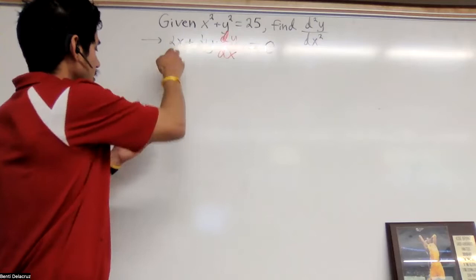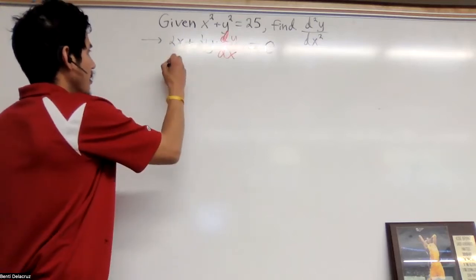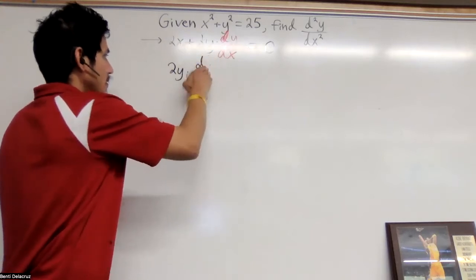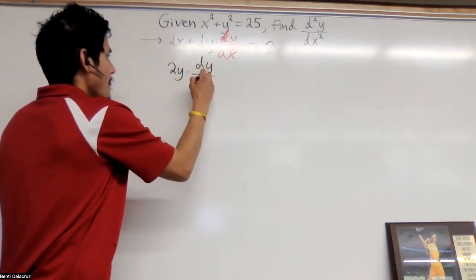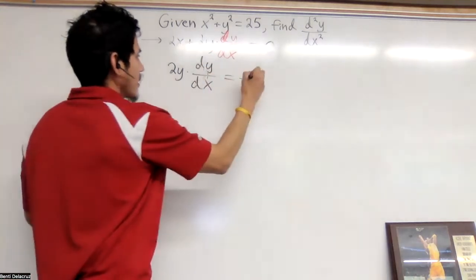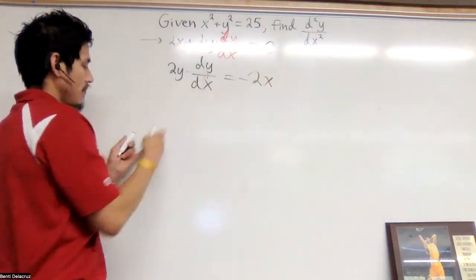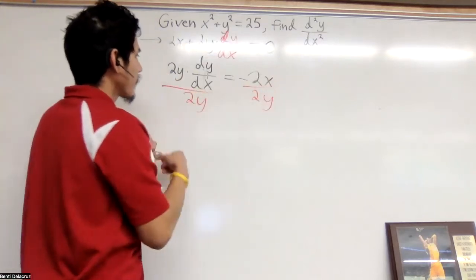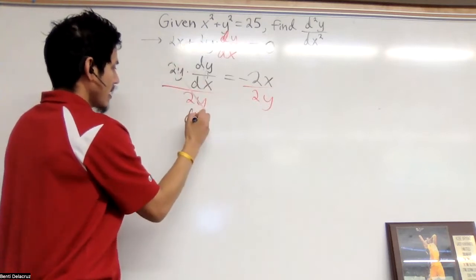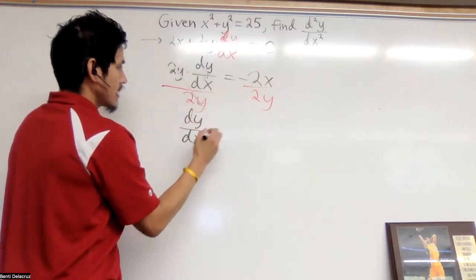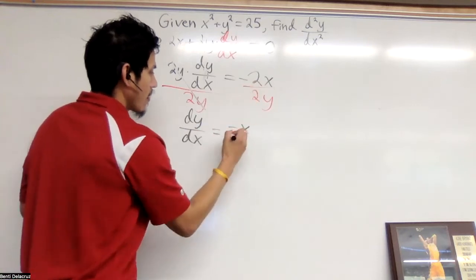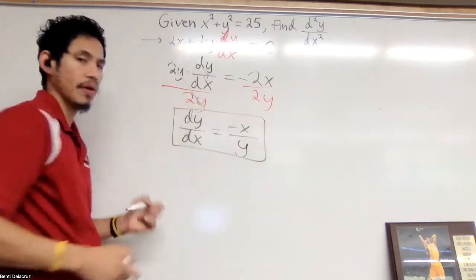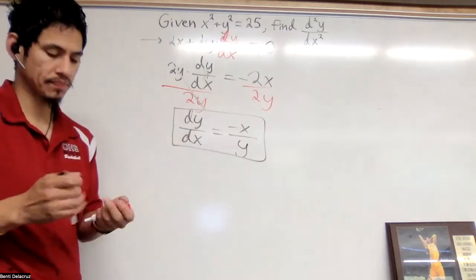So what we're going to do is take away this 2x from both sides. So then we're going to have 2y times dy dx on the left. And that'll be equal to negative 2x. And then we're going to divide by this 2y. And then what we get is that dy over dx is equal to negative x over y. This will be our equation for dy dx.